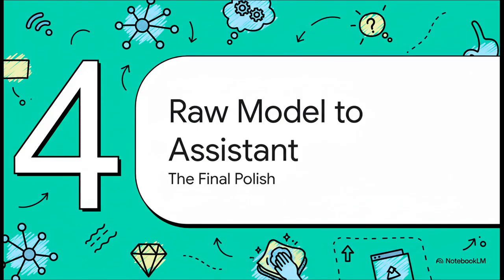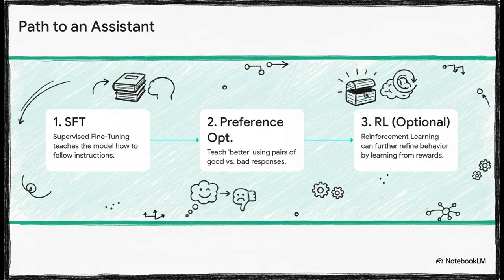So after surviving weeks of training and processing trillions of tokens, you've done it. You have a powerful base model. It's brilliant at predicting the next word, but it's not yet a helpful assistant. For that, we need one last crucial phase, post-training. This final polish is a multi-step process.